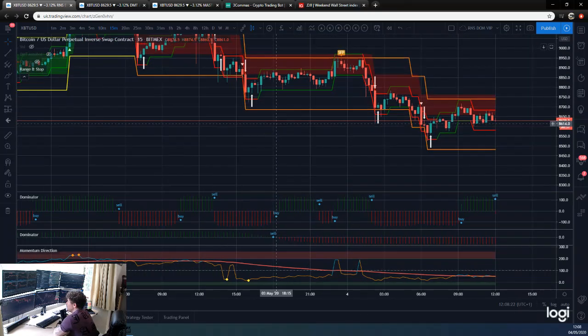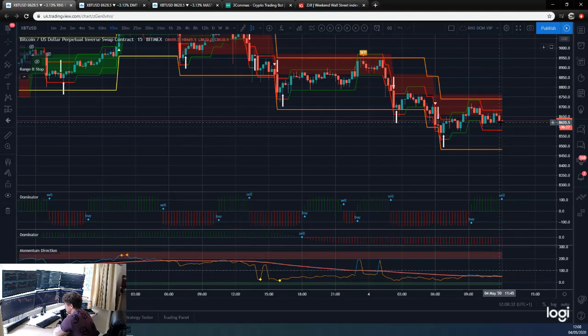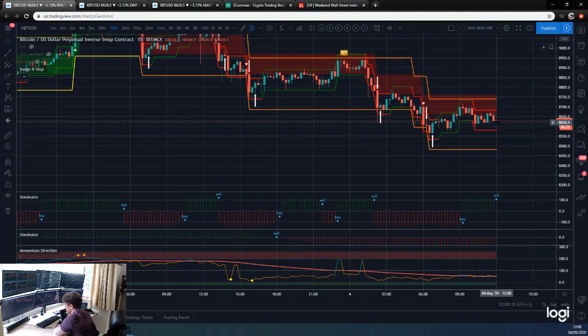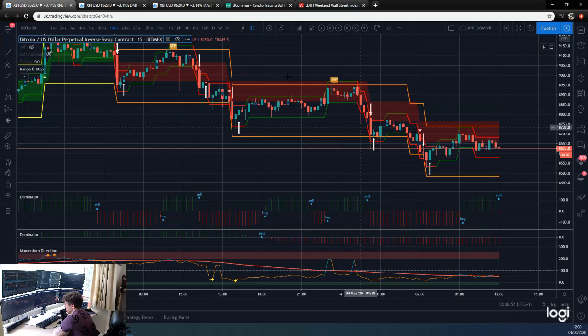So as I'm recording this, we are about to trigger a sell here on the bot. So basically we're going to look for a sell. You can kind of see here we're in the middle of the range and stop range, but we've got downward momentum here. We're also in the sell Dominator. So then over to range and stop, you can see again here we're in this shaded red area, which shows we're in a longer term time frame down as well.